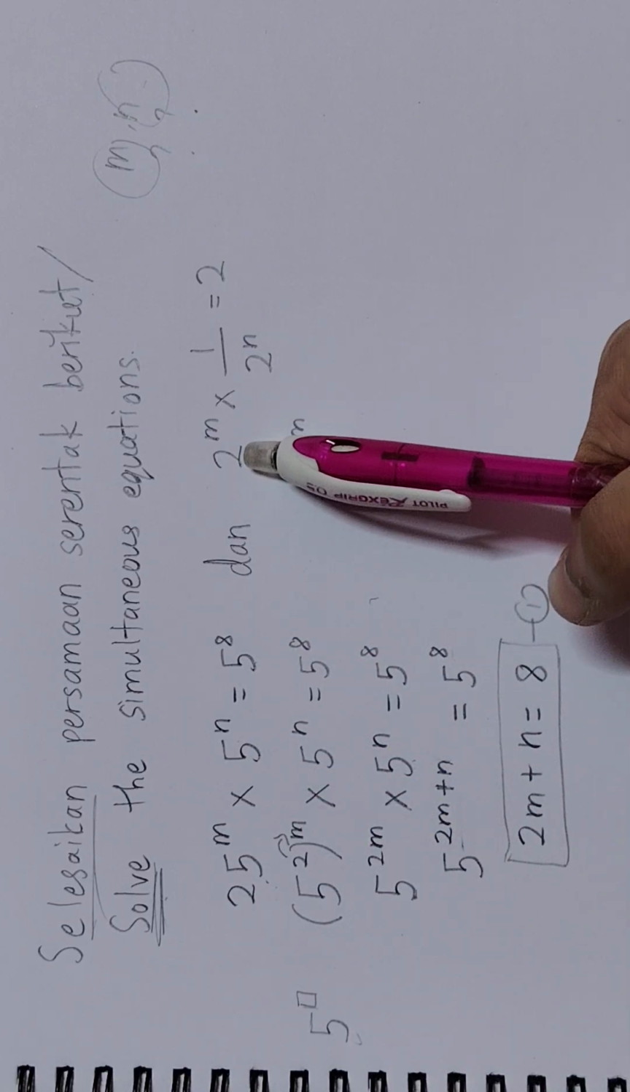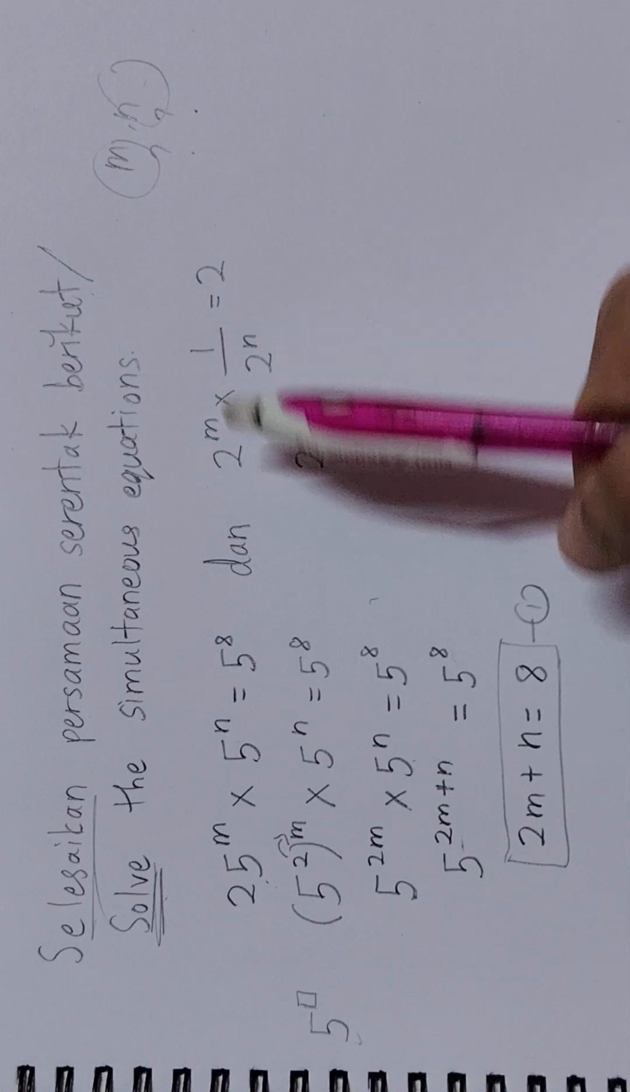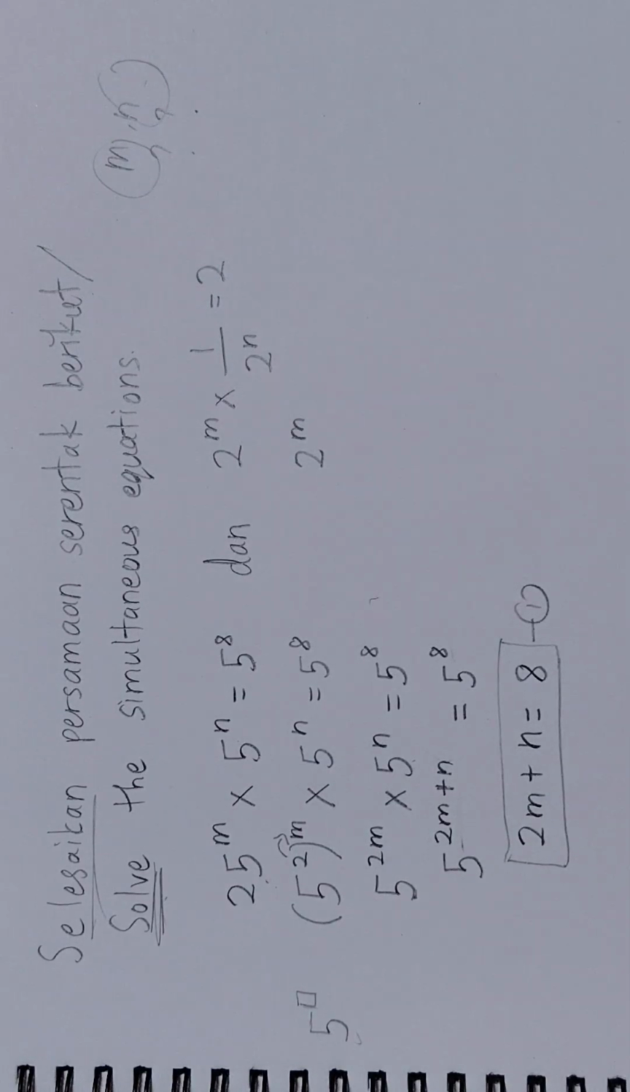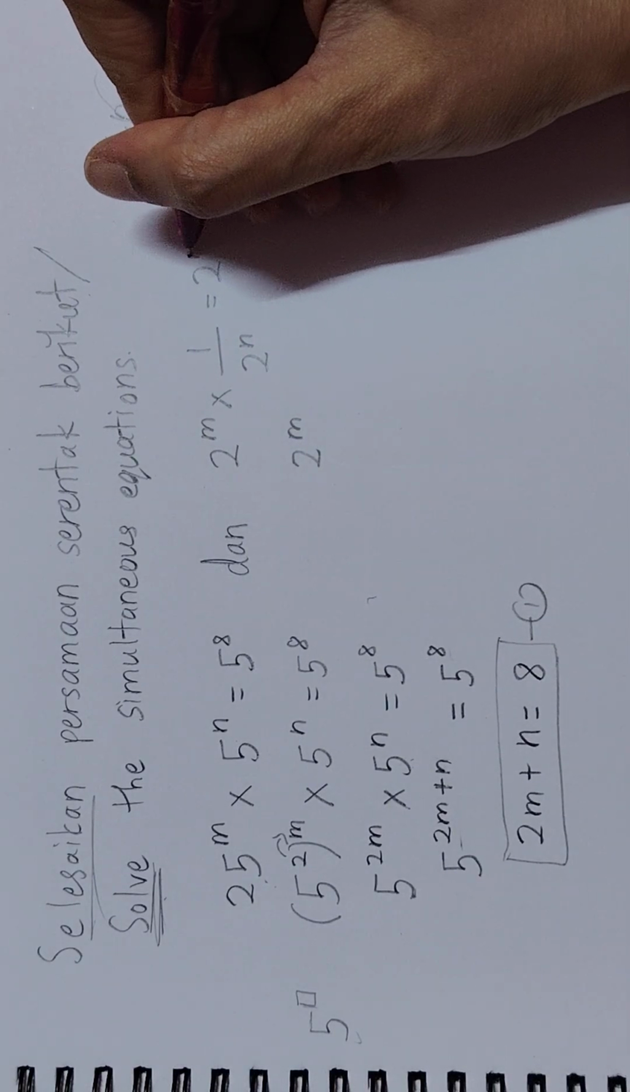Okay, now look at this one. 2. Base 2, yes. This one, 2, has no power, right? You see, no power. So anything that does not have any power, meaning it's automatically power 1.